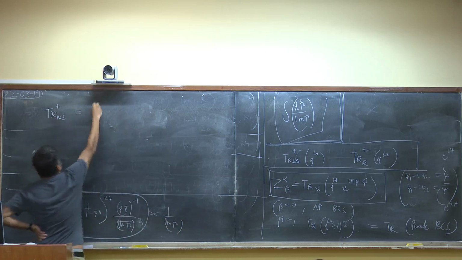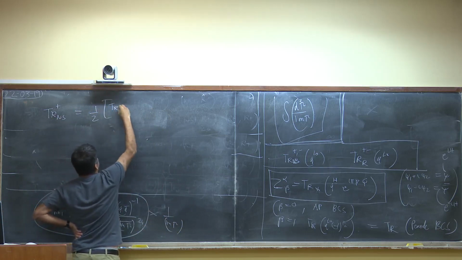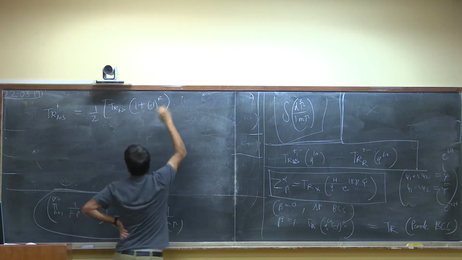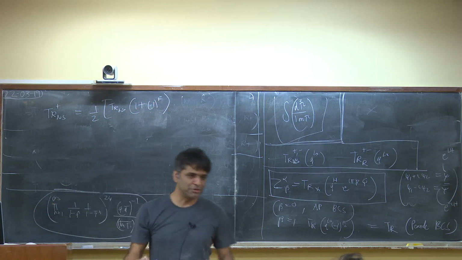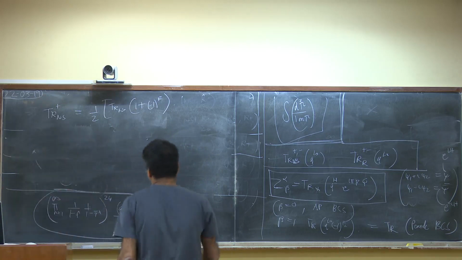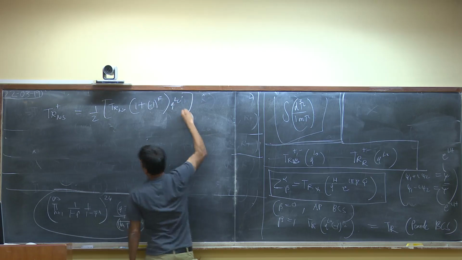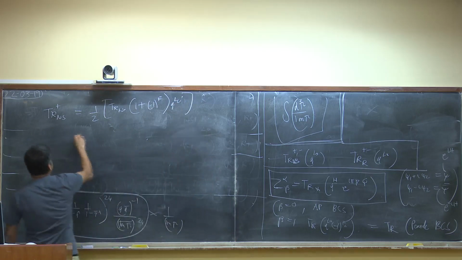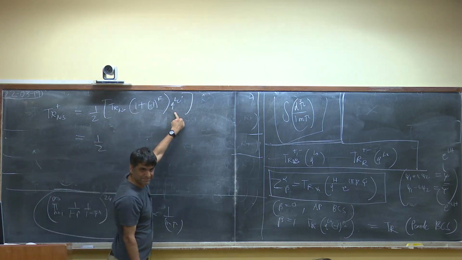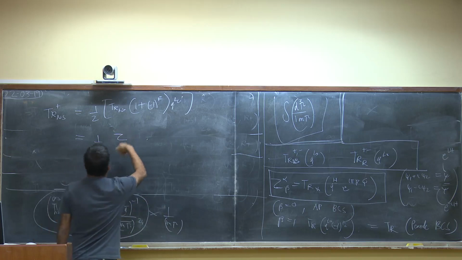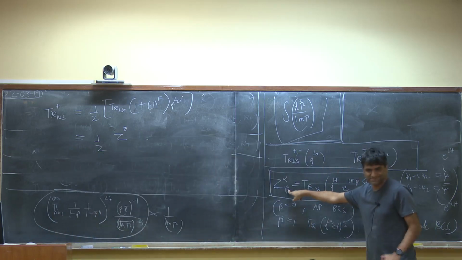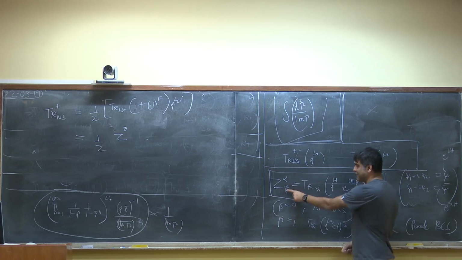So trace plus is what? This is half of the trace in the NS sector times 1 plus minus 1 to the power f, because you're projecting onto fermion number equal to plus 1, times, of course, always q to the power L0. Okay, so this will be equal to half of, now the first guy is the simple trace. So this will be Z 0. Okay, now I have to tell you about this beta.